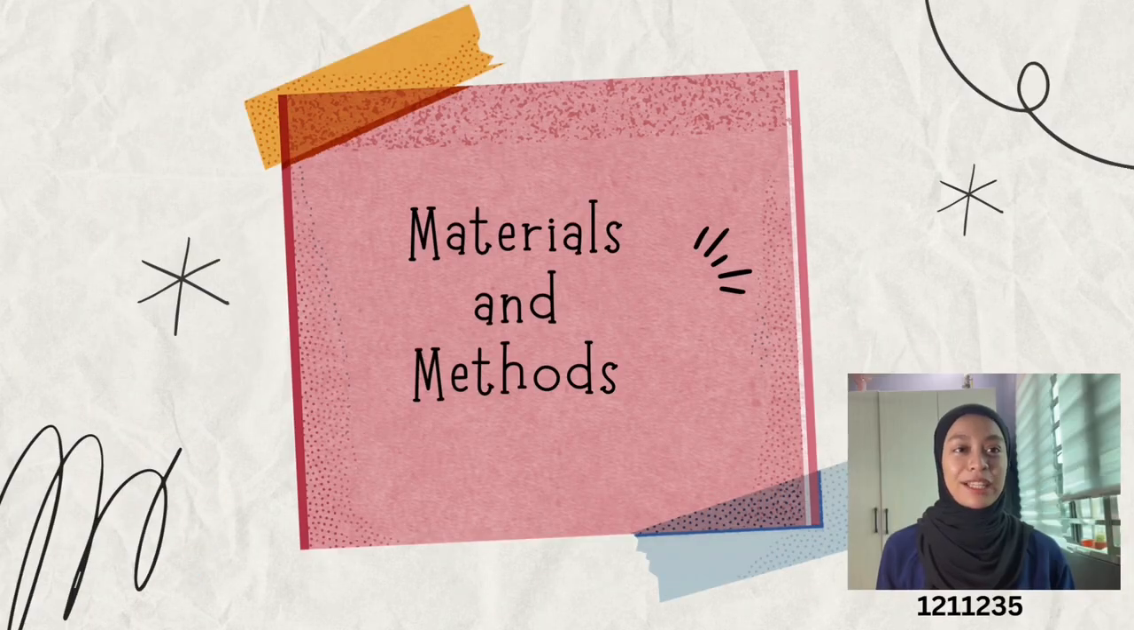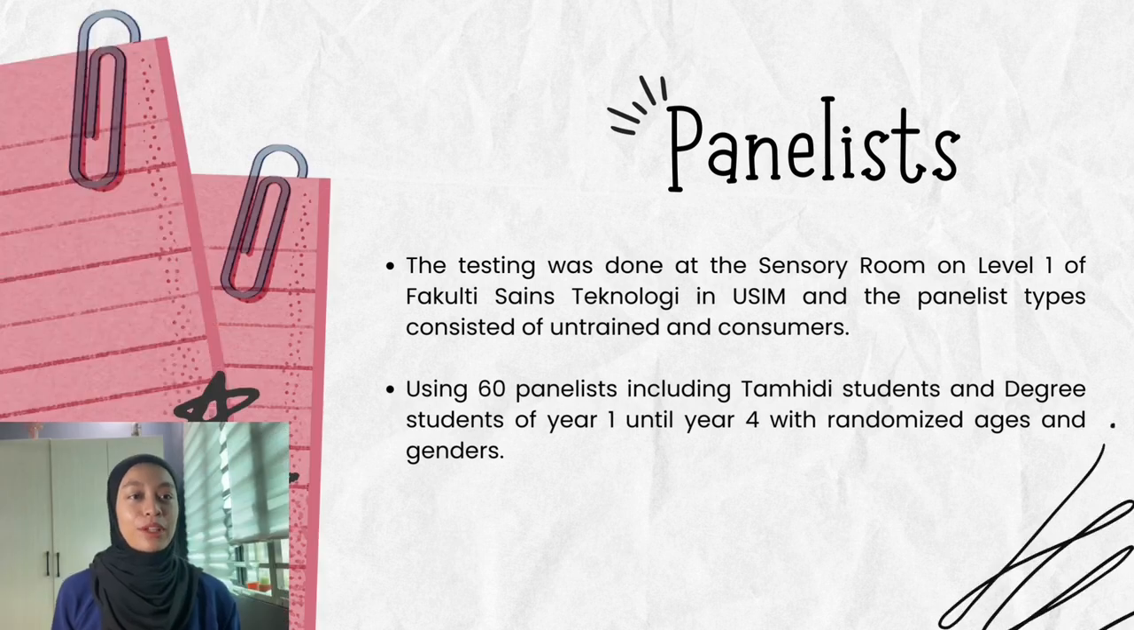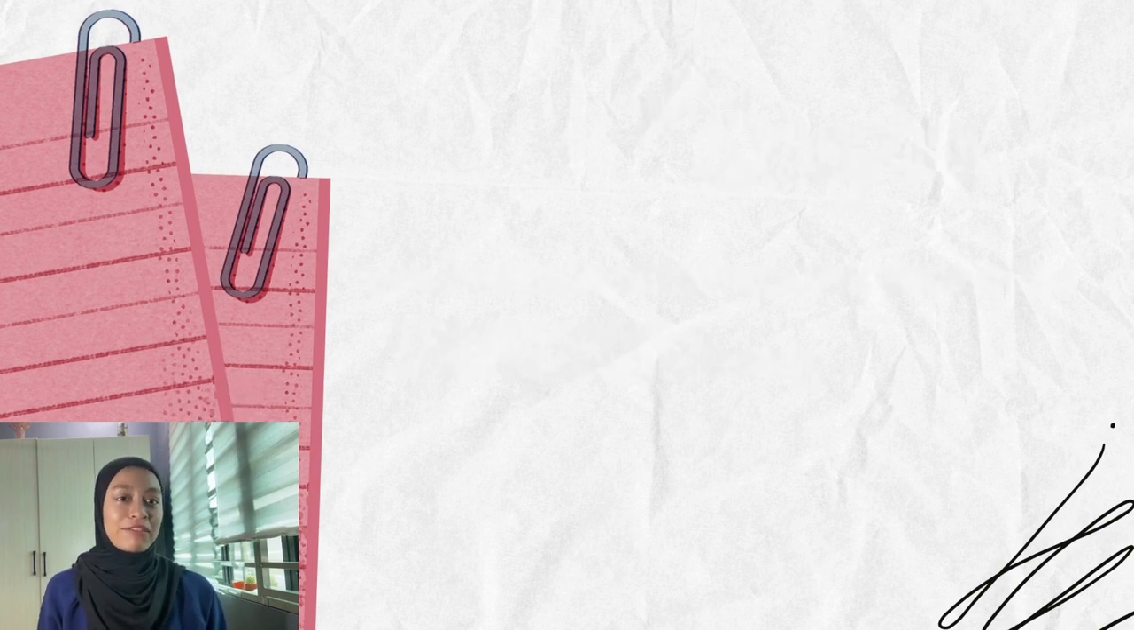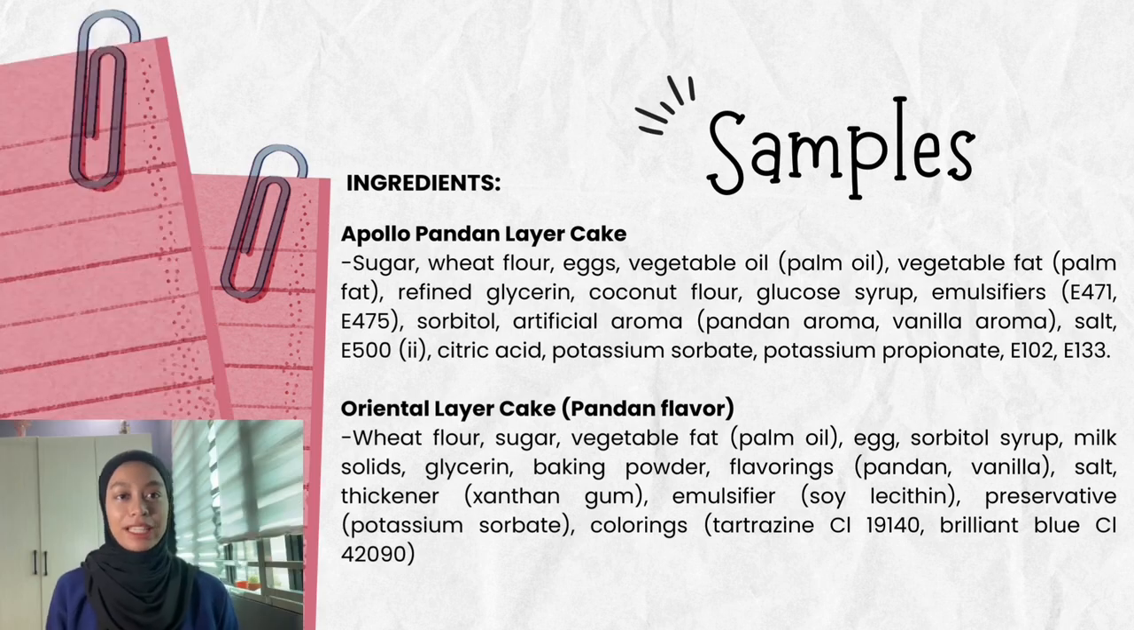Next is the materials and methods that are used in this project. The testing was done at the sensory room on level 1 of the Faculty of Science and Technology in USIM, and the panelist types consisted of untrained consumers, using 60 panelists including HAIDAY students and degree students of year 1 until year 4 with randomized age and genders. There are two different types of pandan layer cake that we used as samples, which are Apollo pandan layer cake and Oriental layer cake with pandan flavor. These are the ingredients for each sample.